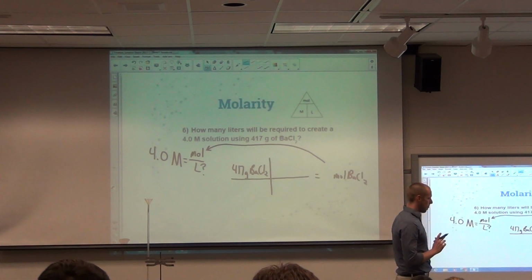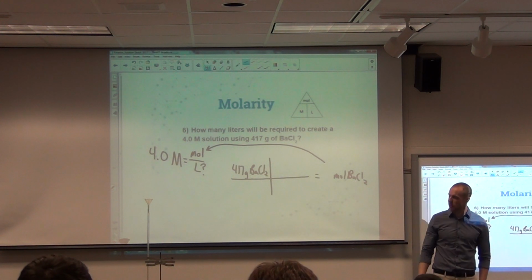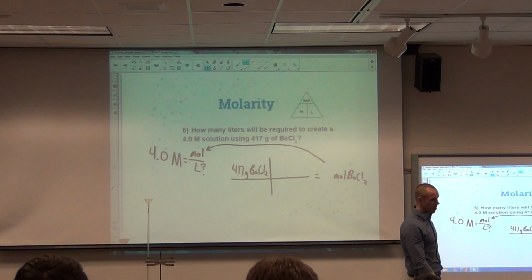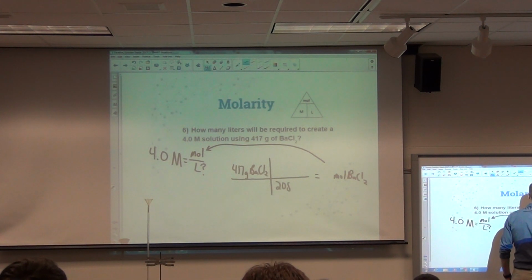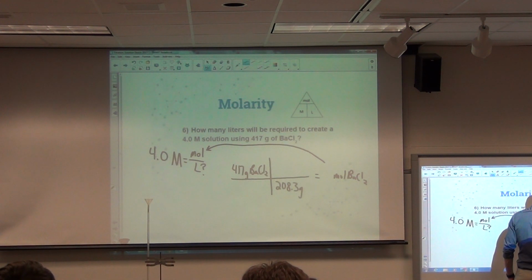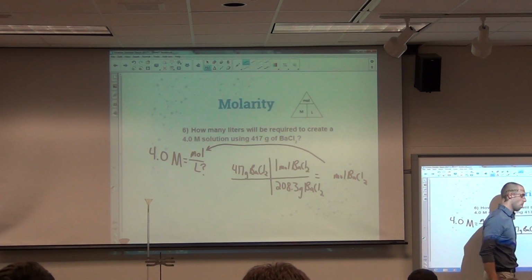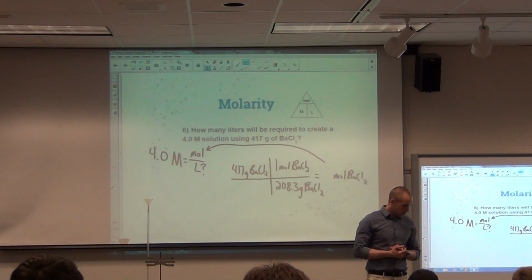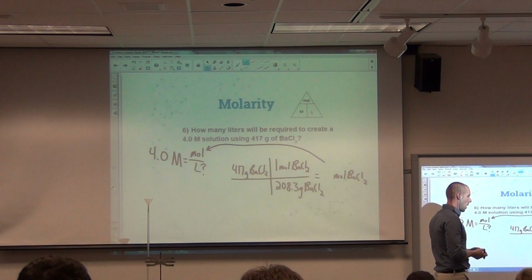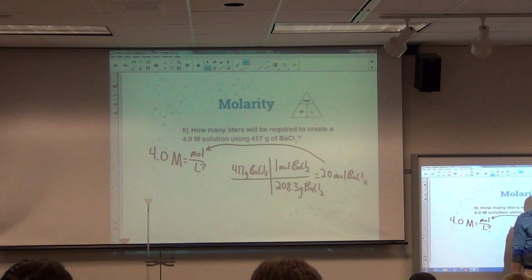So, the first thing that we need to do is find out the molar mass of barium chloride. If we look at the periodic table, we find that it is about 208.3 grams in 1 mole. So the 417 divided by 208, we're going to get roughly 2.0 moles of barium chloride.